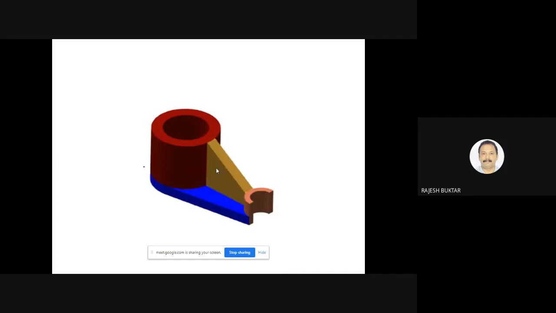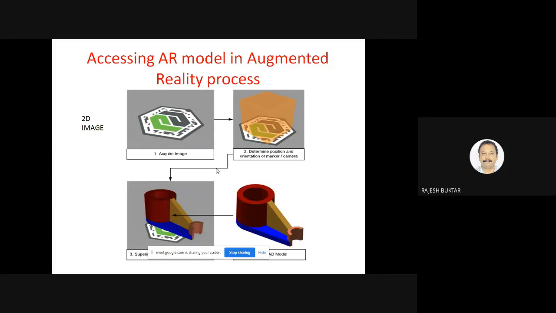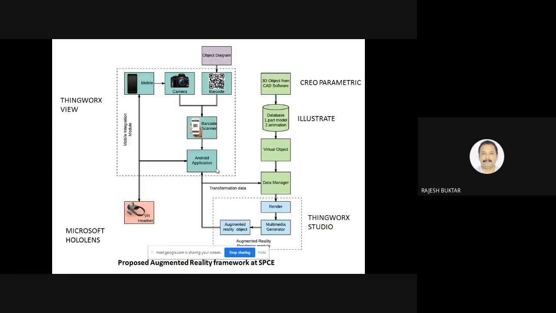So you can see, this is the 3D model. This is the AR model. This is how you will be accessing the AR model, acquiring the image. This is what we discussed. And this is the kind of framework which we created.